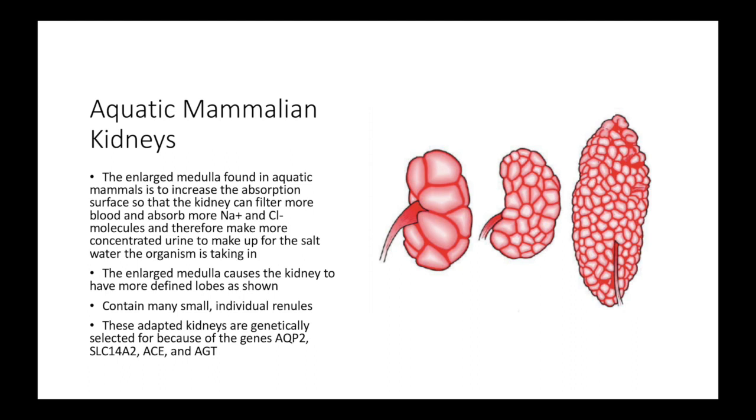The enlarged medulla causes the kidney to have more defined lobes, as shown in the pictures of aquatic mammal kidneys on the right. These kidneys have many small individual renal lobules, and each one is similar to those found in other mammals as well. Selection also acted on these kidneys, and they are selected for because of the genes AQP2, SLC14A2, ACE, and AGT, which are specific for kidneys adapted for saltwater environments.